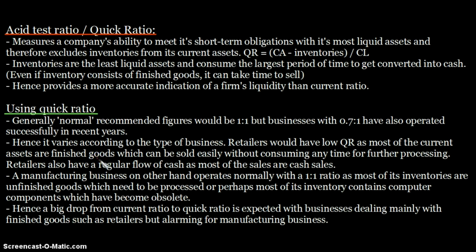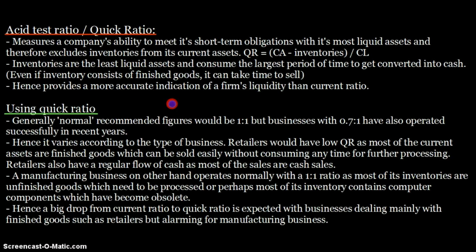So in the last lecture we talked about the quick ratio, that it basically excludes inventories from your current assets so that you can have a more accurate indication of the liquidity of the firm. Since your inventories take time to be converted into cash, these are the least liquid assets that the company has. So that's why we remove them and have a more accurate representation.